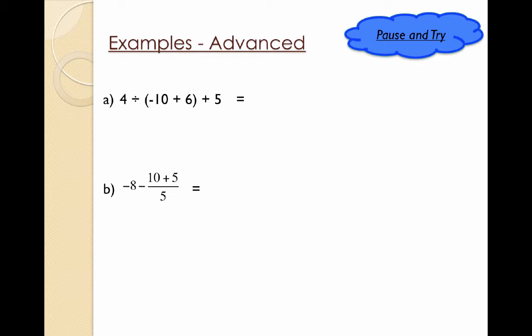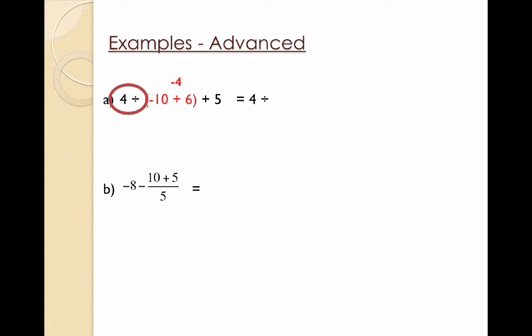Alright, here's how we should have done these ones. Brackets goes first with question A, so I need to do the minus 10 plus 6 first, which gives me an answer of minus 4. So this question becomes 4 divided by minus 4 plus 5. In my second part, I now need to do the division before I do the addition. I need to do 4 divided by minus 4 first. This gives me an answer of minus 1. So now it becomes a question of what is minus 1 plus 5? And my answer for that is going to be 4.